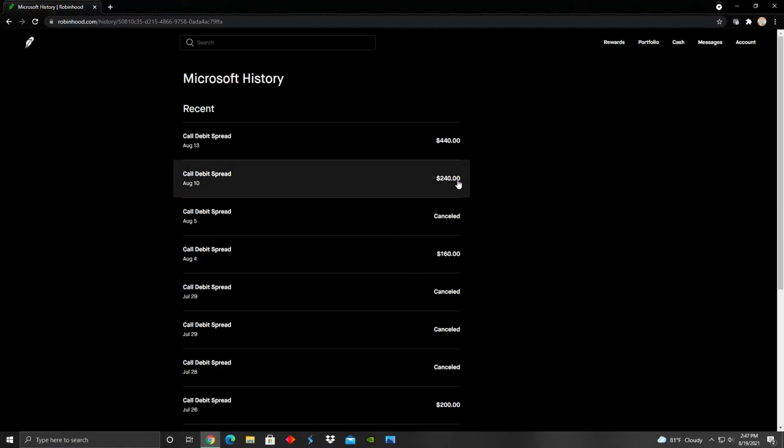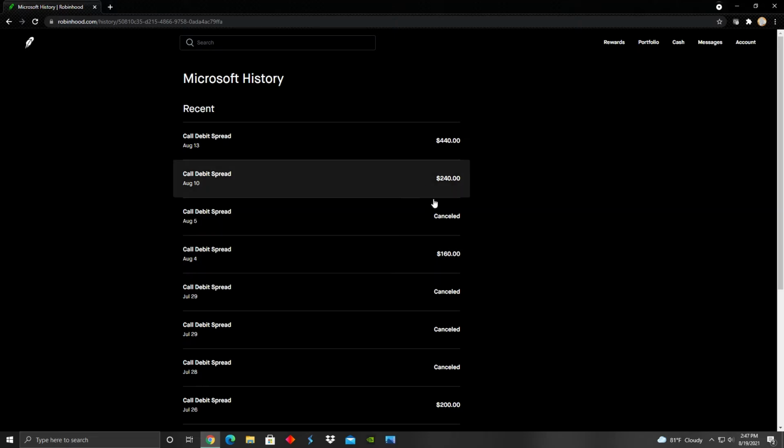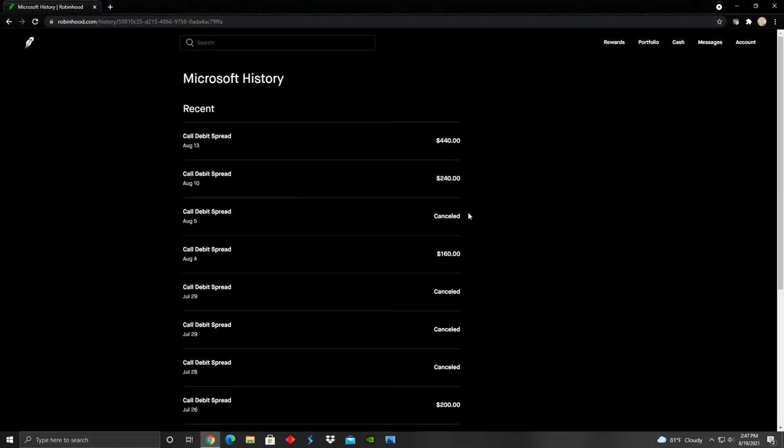But based on the fact that I bought this next call debit spread on August 10th for $240, it's a safe guess that I opened this one for $160 and then sold it for $240, and then I went over and opened another one for $240 and then sold that one for $440.